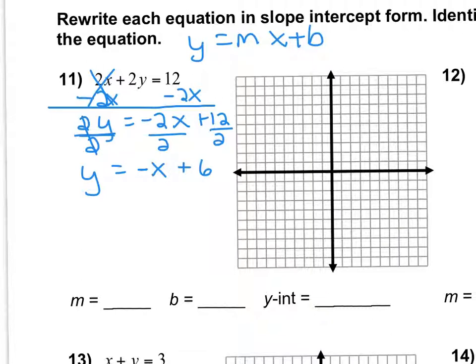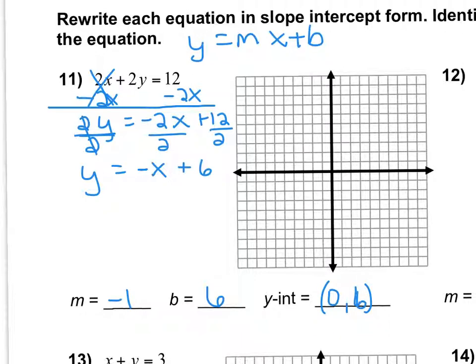Now do I have it in the right form? All right, what's the m? Negative x. Negative 1. Not 1. What's the b? 6. What's the y-intercept? 0, 6. Now we get to graph it. So the way we graph it, so everybody draw an x and a y axis. If you have to do it on the next page, that's fine. Just number it as number 11.